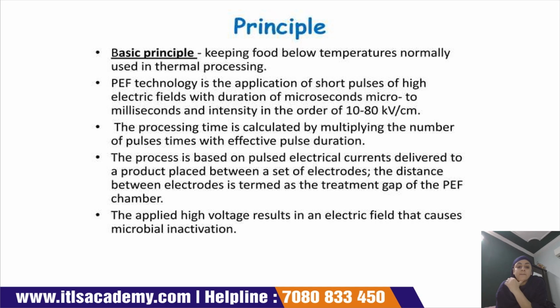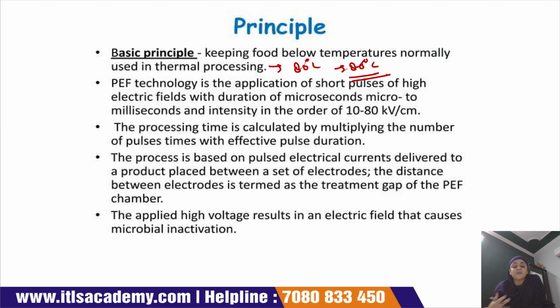Now it is based upon the principle that we have to keep our food below the temperature normally used in thermal processing. We all know that in thermal processing we use around 80, 85 degrees, which is a very high temperature. In this category we keep the food just below that temperature, and we simply apply short pulses. Those short pulses have a high electric field, and within a microsecond they kill the microorganisms.